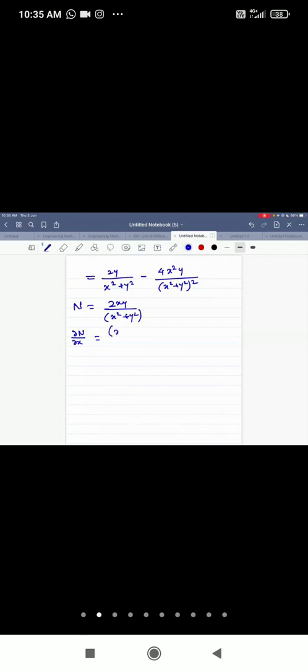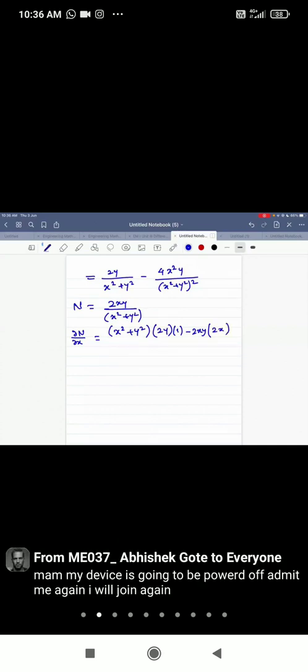So what is the quotient rule? Denominator into derivative of numerator. Now tell yourself that you are differentiating with respect to x. So y is constant. So 2y is a constant, derivative of x is 1. Into 1 also I'll write, minus numerator into derivative of denominator. So derivative of denominator is 2x, y square has derivative 0, right?